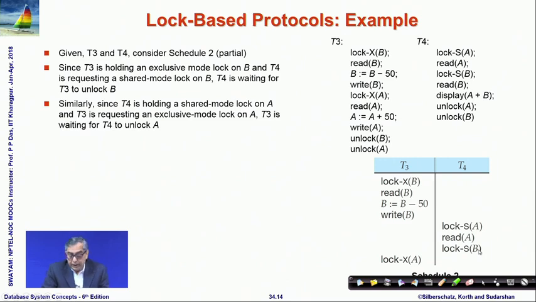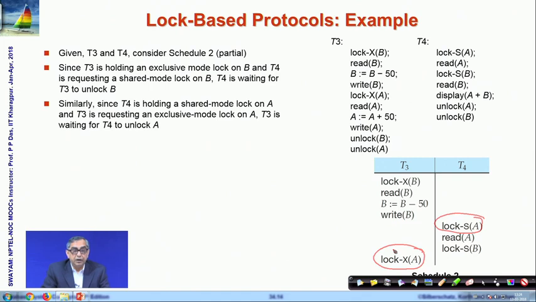Similarly, if you look further, T4 has already got a shared lock to read A, and T3 needs, I am sorry, T3 needs an exclusive lock on A to be able to proceed. So, T4 cannot go beyond this point, because T3 has the lock on B, and T3 cannot go beyond this point, because T4 has that shared lock.